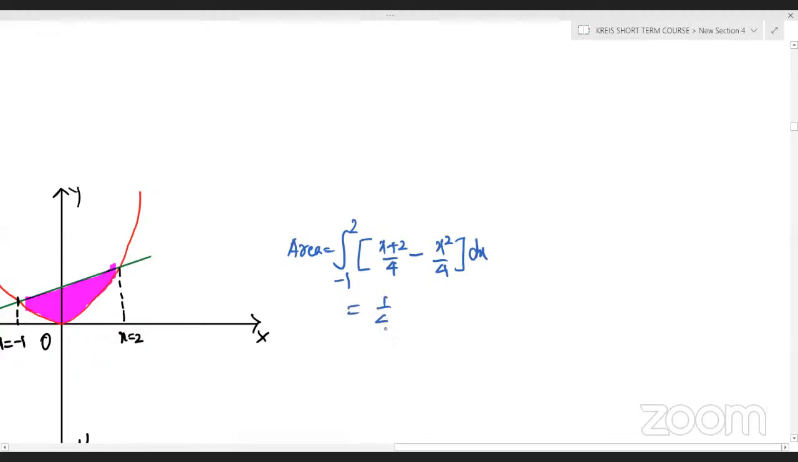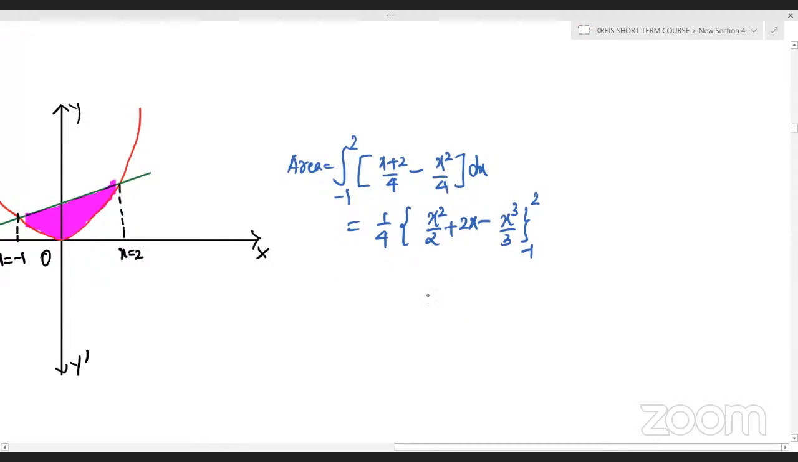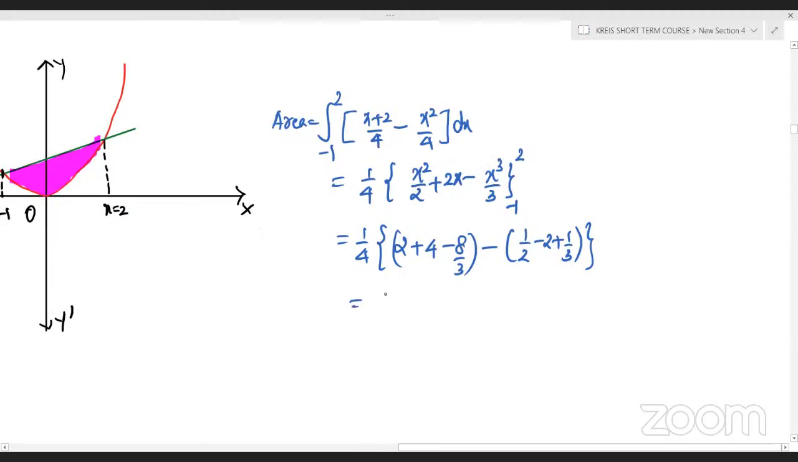Here 1 by 4 is a constant, so you can put it outside. x integration is x squared by 2, plus 2 integration is 2x, minus x squared integration, which is x cube by 3, evaluated between minus 1 and 2. So 1 by 4 we have kept outside. We use the upper limit: 4 by 2 is 2, plus 2 into 2 is 4, 2 cube is 8, so minus 8 divided by 3. Minus the lower limit: minus 1 squared is 1 divided by 2, minus 2, plus 1 by 3 after simplification. Now simplifying this, we get 1 by 4 into 2 plus 4 is 6, minus 8 by 3, minus 1 by 2.